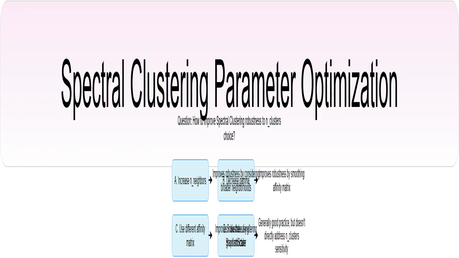This title simply introduces the topic. We are looking at ways to make spectral clustering more reliable, specifically focusing on how to make it less sensitive to the number of clusters we choose.